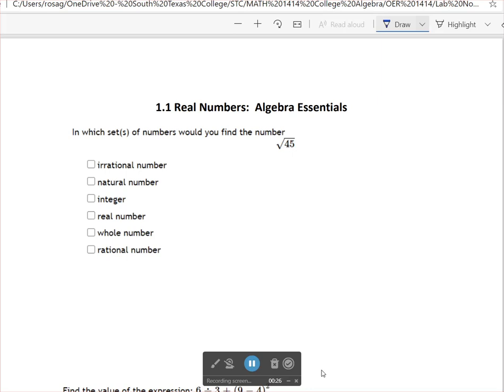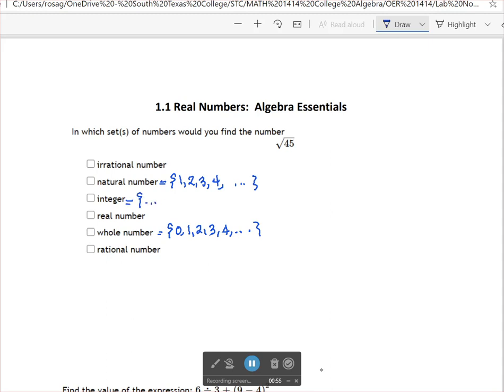The first one we're going to talk about is the natural numbers. These are whole numbers starting with 1, so basically the ones you can count with your fingers. The whole numbers are the same thing except you're including 0. And then we have the integers, which are still whole numbers, but this time they're positive and negative whole numbers.